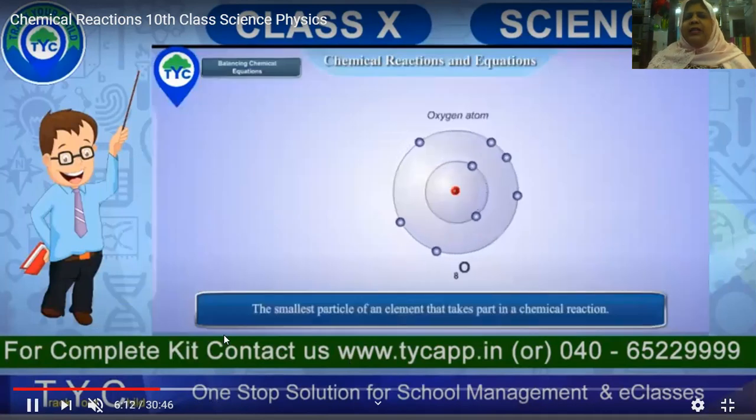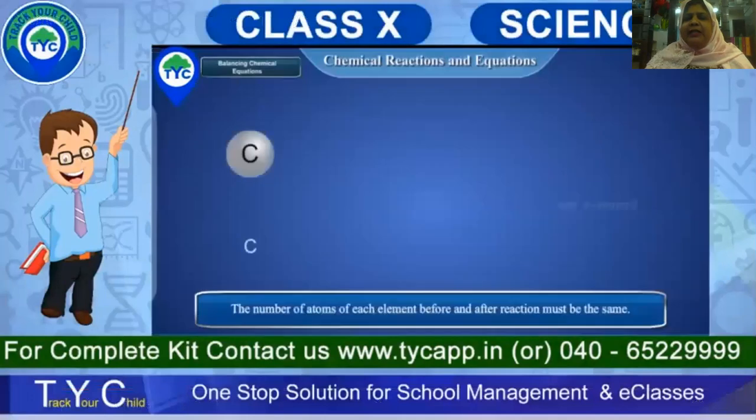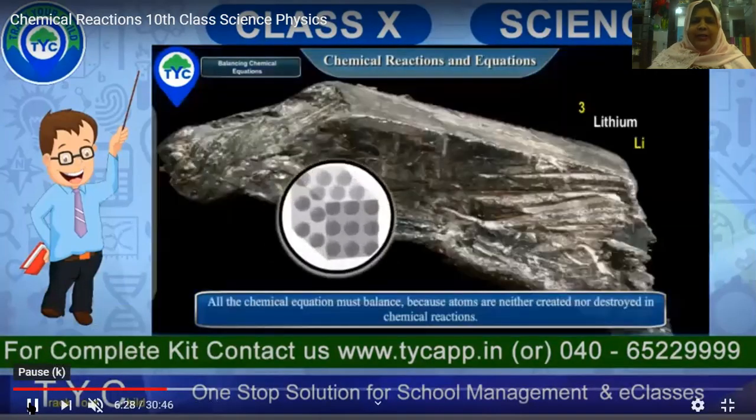Now you see, the smallest particle of the element that takes part in the chemical reaction is the outermost electrons in the outermost shell. How are they taking part in it, and what happens to its mass? If you look at carbon dioxide, carbon and two molecules of oxygen form carbon dioxide.